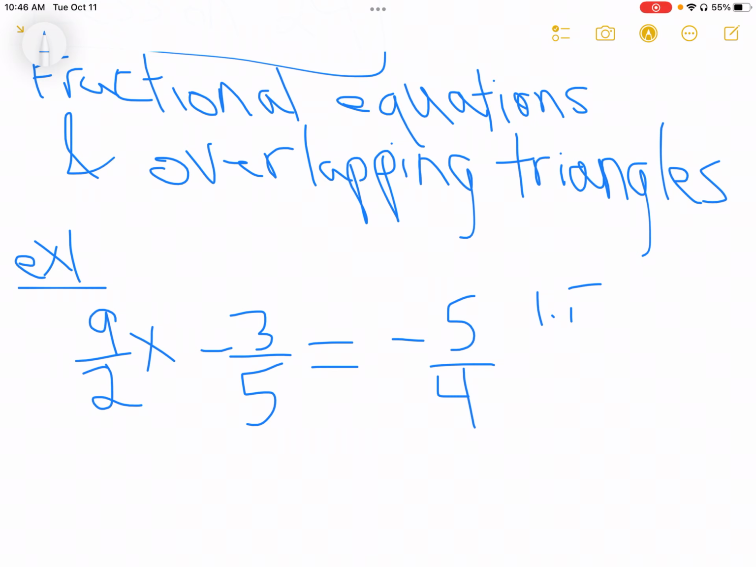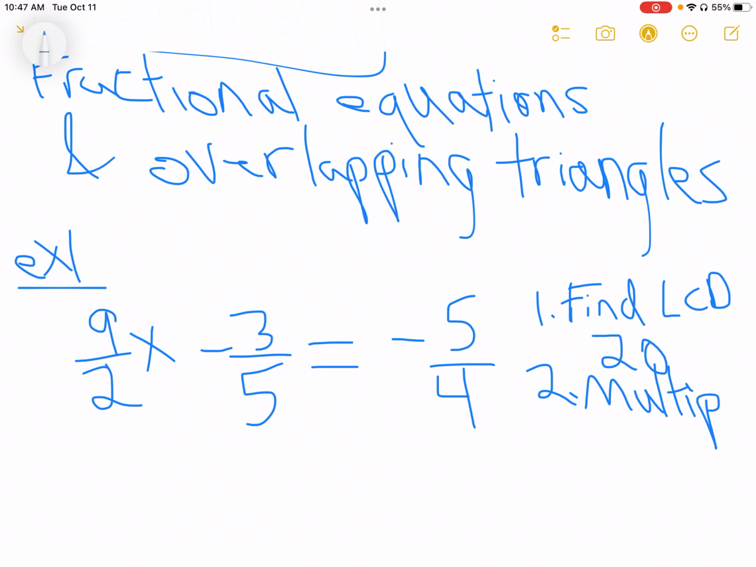So let's find the LCD for all of these fractions here. Well, my LCD for all these fractions, what number will 2, 5, and 4 go into evenly? Well, 2 and 5, that would be 10, but 4 is not, so my LCD is actually 20. Okay, and then my second step is I can multiply all my terms by the LCD. So multiply all terms by 20.